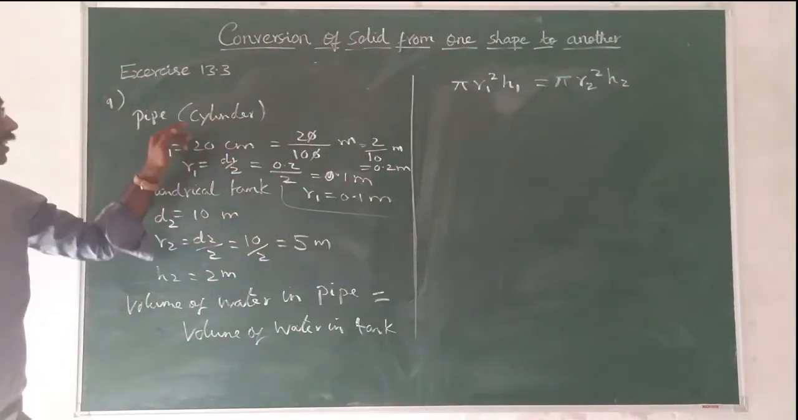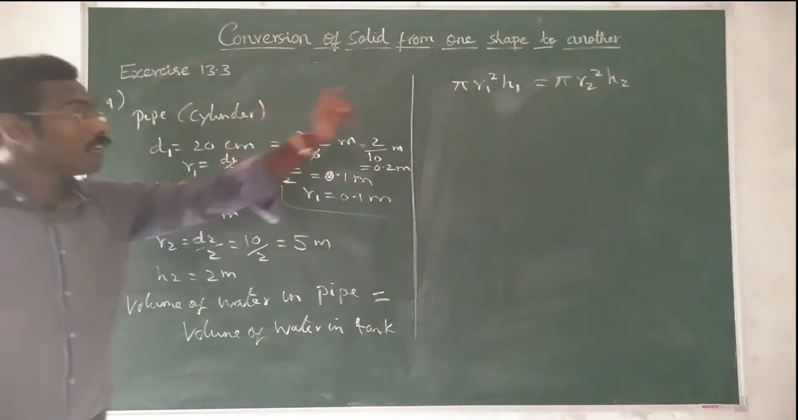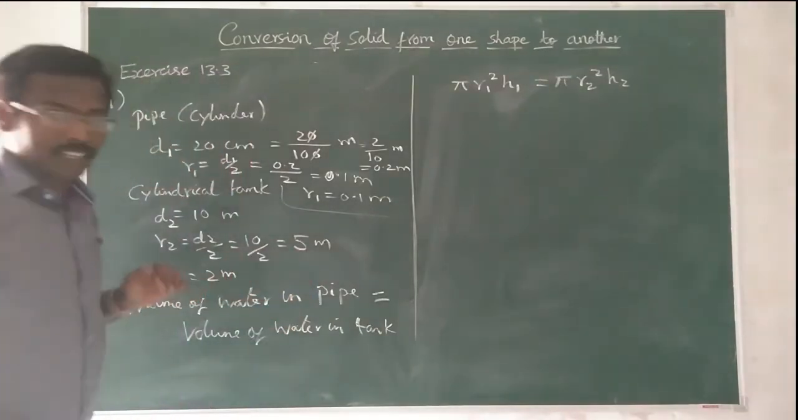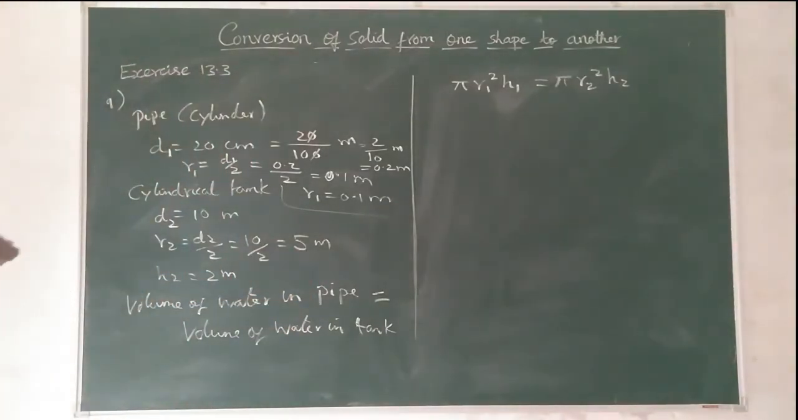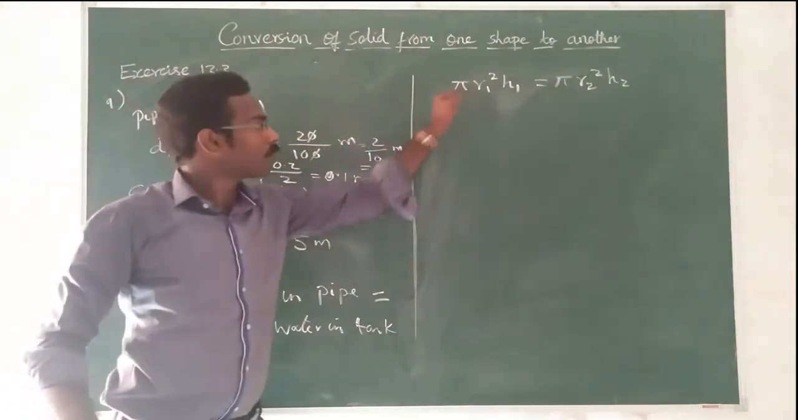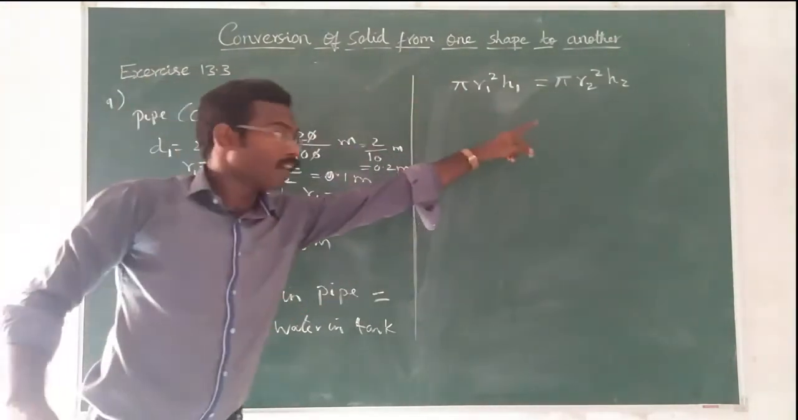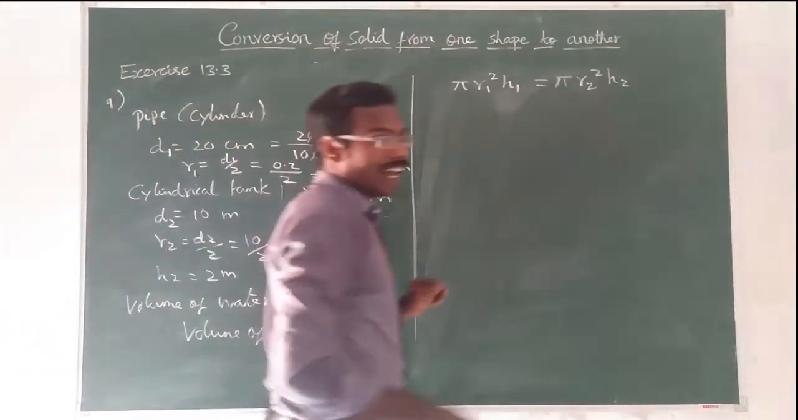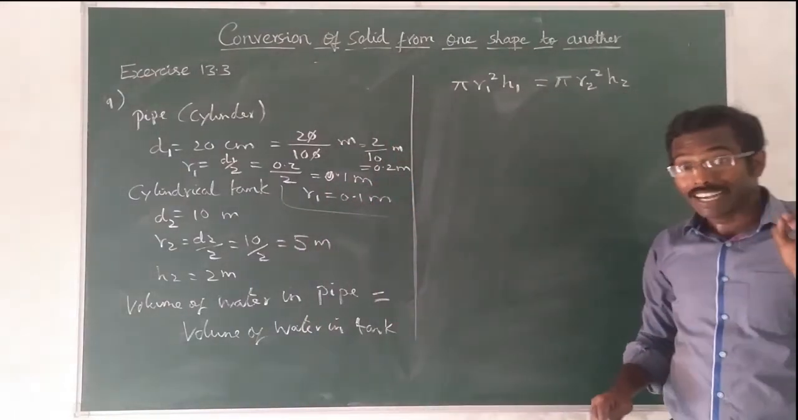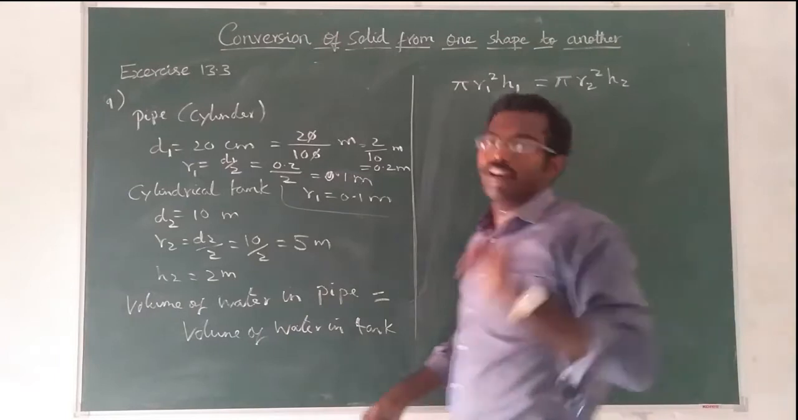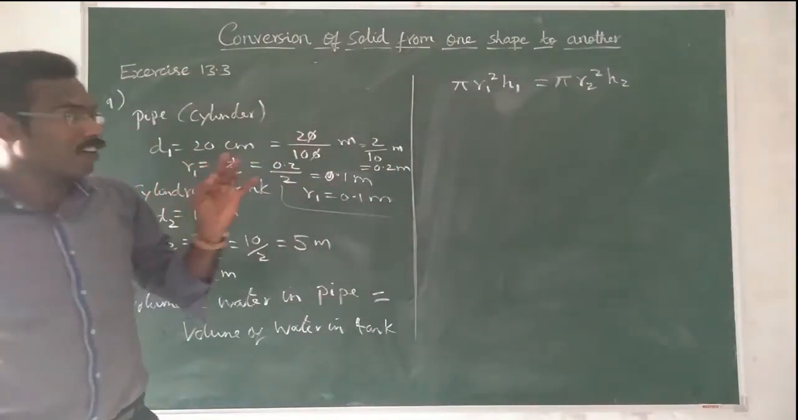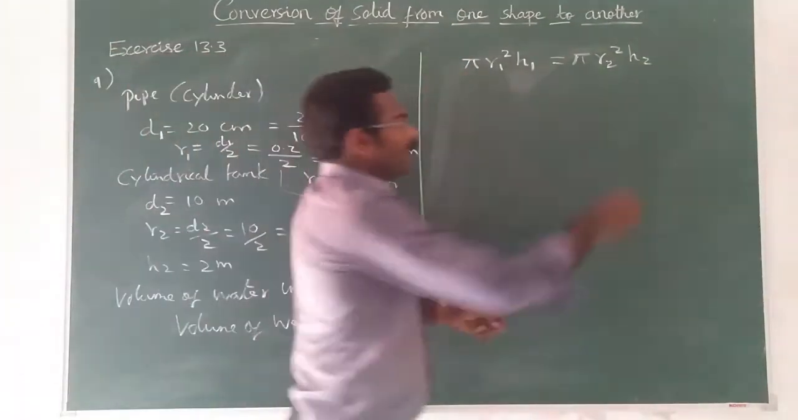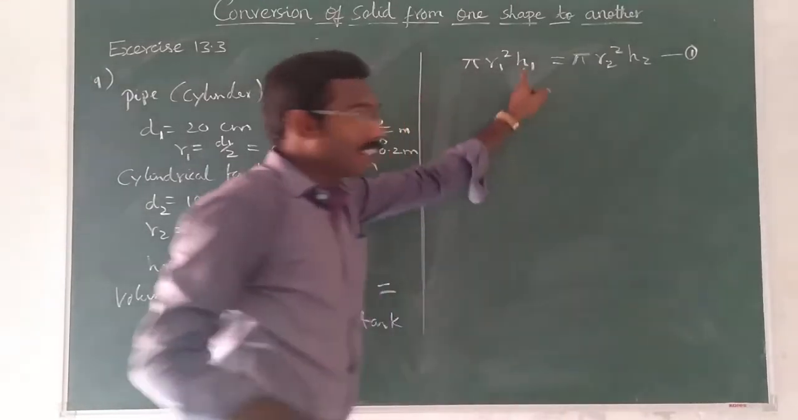Okay, r1 is the radius of the pipe, h1 is the height of the pipe. Then r2 is the radius of the cylindrical tank and h2 is the height of the cylindrical tank. But here you see r1 is given, r2 is given, h2 is also given, but h1 is not given. We need to find the h1. If you want to find the time, we need to find the h1. How will you find? That is the main concept behind this sum. I will tell you how to find. See students, take this as equation 1. We need to find this h1.